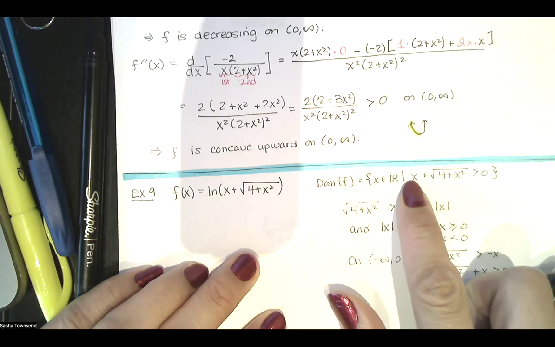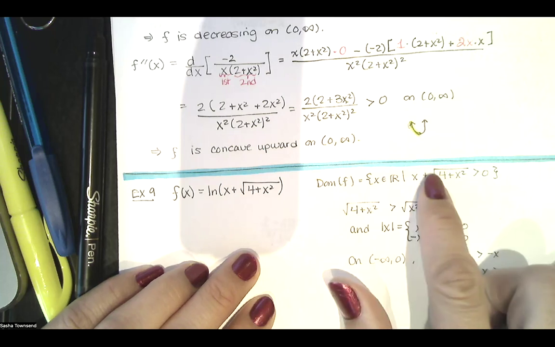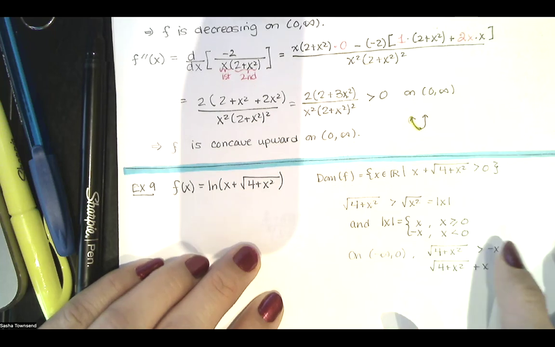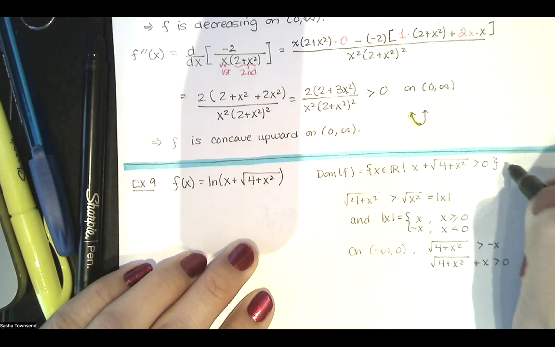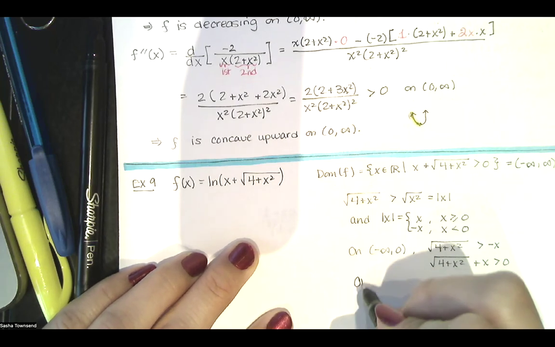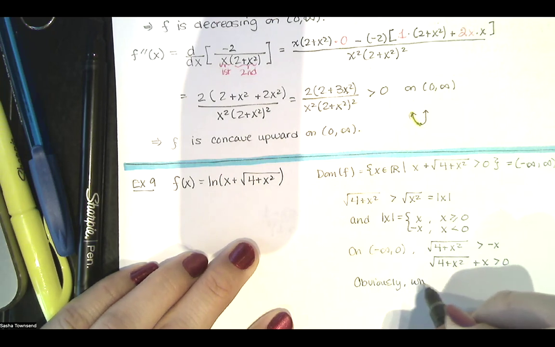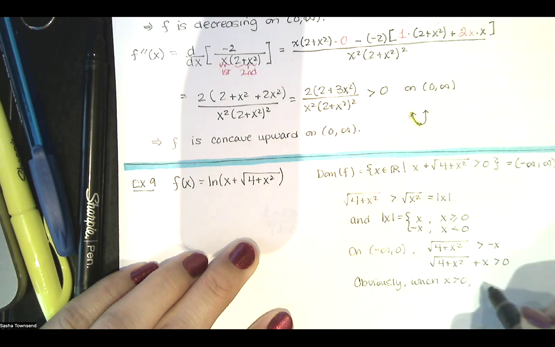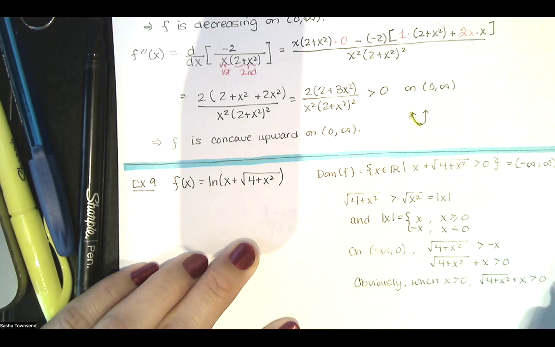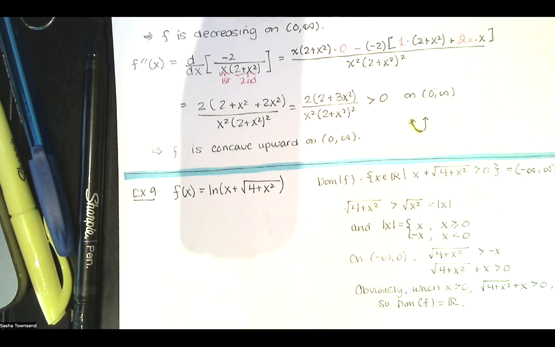And of course, if x is greater than or equal to 0, I've got a positive number plus a positive number, which is positive. So this is actually positive all the time. So the domain is all real numbers. So we'll say that's true, and obviously when x is greater than 0, the square root of 4 plus x squared plus x is greater than 0. So the domain of f is all real numbers. Okay, so we know that that's true.